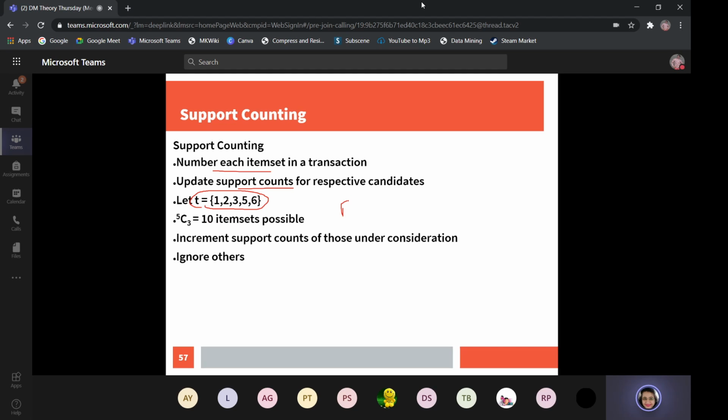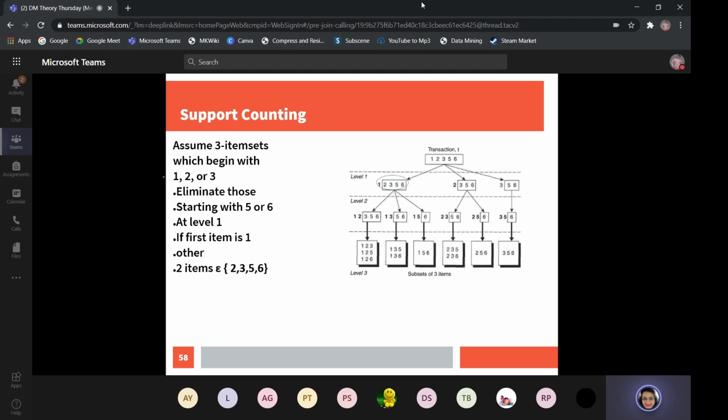If you are talking about frequent 3, there are 10 item sets possible. So you will increment support counts of only those which are under consideration and ignore others. Let's assume your item sets were only those beginning with 1, 2 and 3. So the candidates were those that began with 1, 2, and 3. Let's assume those that began with 5 and 6 were not frequent, so you will ignore them.